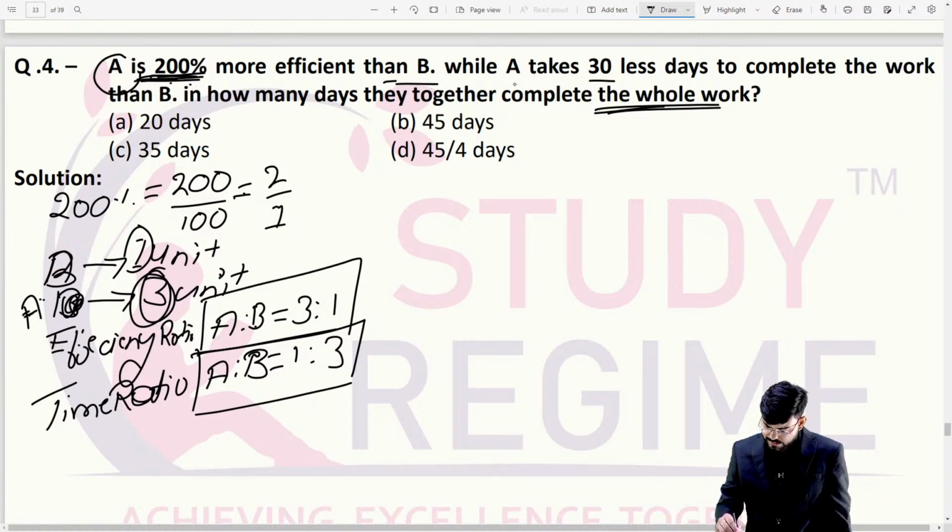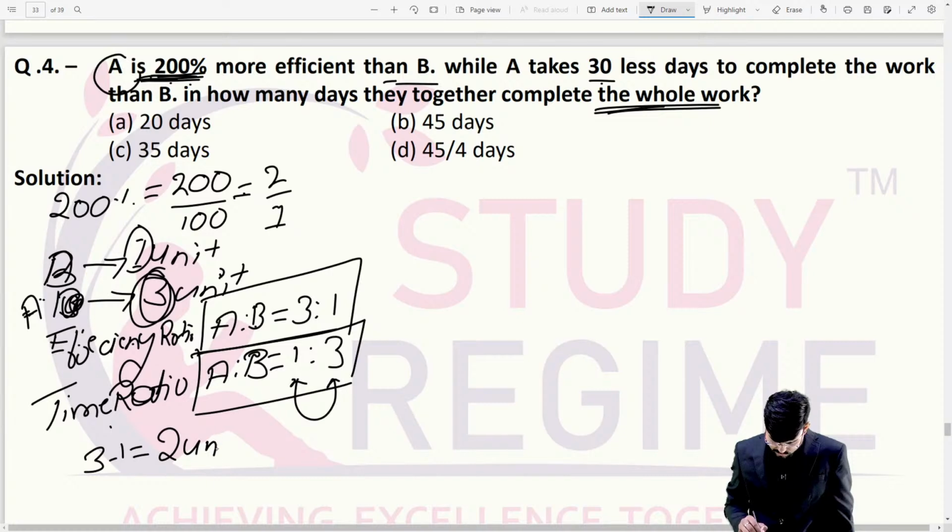It is given that A takes 30 fewer days. This is the ratio of efficiency, and this is the ratio of time, that means days. So here the difference is what? 3 minus 1, it is equal to 2 units. And what is this 2 units representing? 30 fewer days, that is, 30.